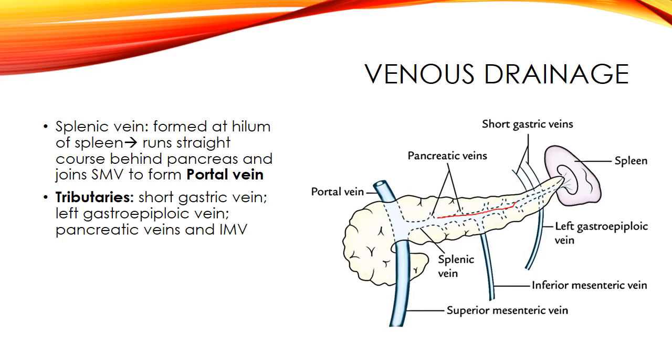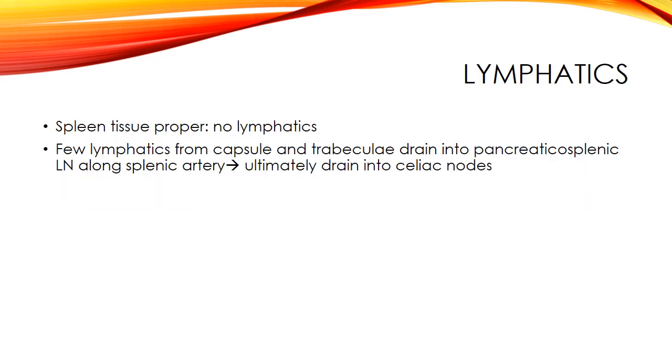It is going to get certain tributaries from the inferior mesenteric vein, from the left gastroepiploic vein, from the short gastric veins, as well as from certain small pancreatic veins. And then it is going to combine with the superior mesenteric vein, and ultimately it will form the portal vein, which we will study in this lecture as well.